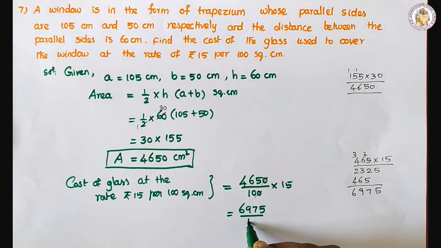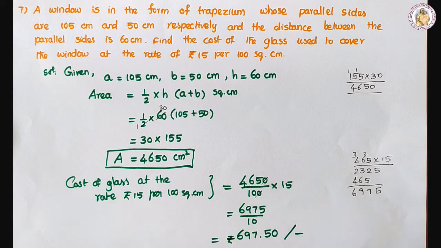6975 divided by 10. In division 10 is there. So before one digit we have to keep point. So rupees 697.50, that is the answer.